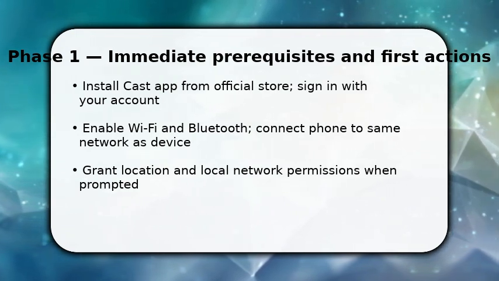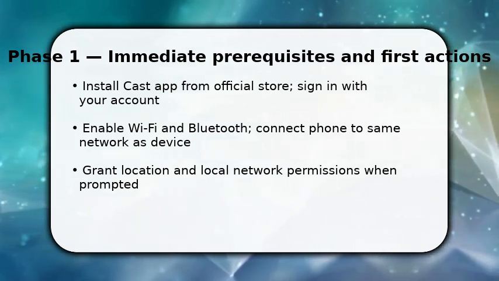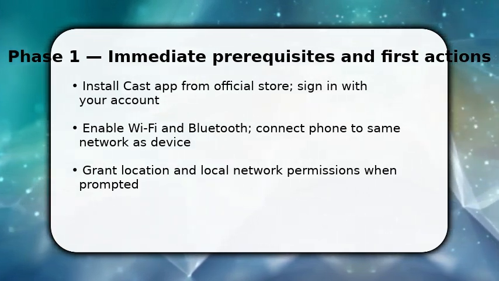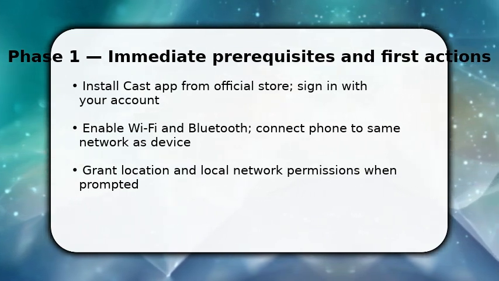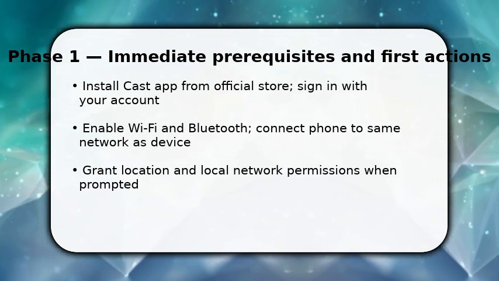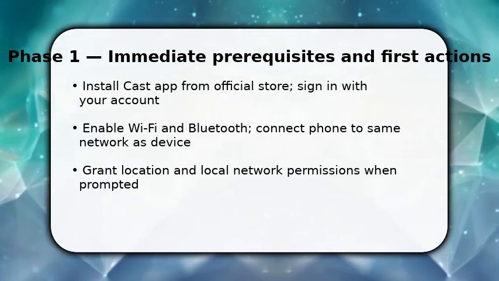Grant the app location and local network permissions. This lets Cast find devices. Tap Accept, then open the app's device list. You should see compatible devices within seconds. If nothing appears, toggle Wi-Fi briefly and rescan to force discovery.